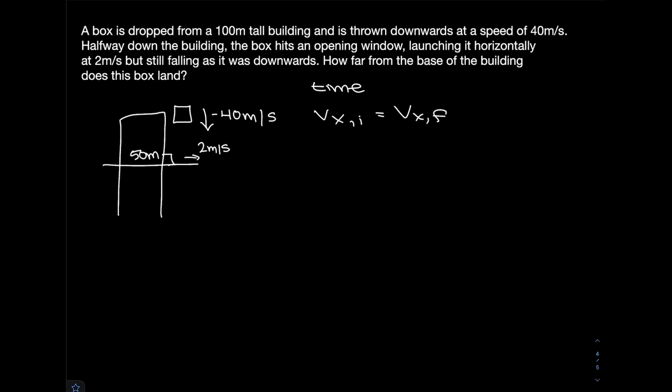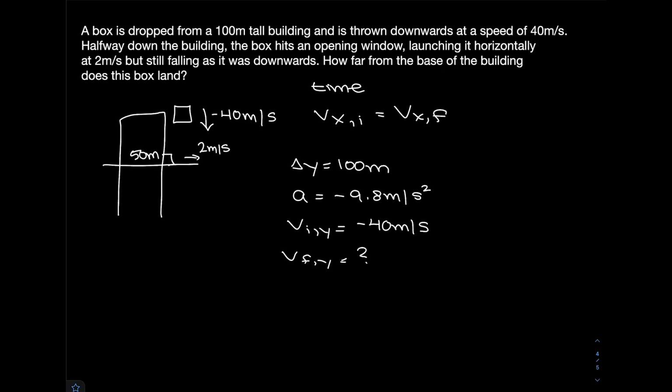So first, this can actually be treated as a one-dimensional kinematics question if we are just looking at the vertical direction. We know delta y is equal to 100 meters, which is the height of the building. We know acceleration is equal to negative 9.8 meters per second squared. And we also know that the velocity initial in the y direction is equal to negative 40 meters per second. The velocity final in the y direction we do not know, and time we do not know. But if you look, we have 3 of those components, so we are able to solve for the other 2.